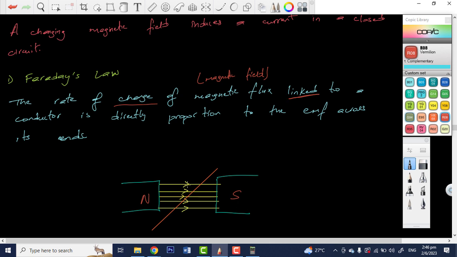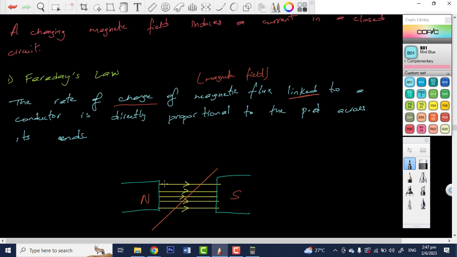Now, as soon as we start to move it, there's going to be a change in magnetic flux linkage. Okay? So now, what Faraday said is that the rate of change of those magnetic flux linkages, or magnetic field lines linked to the conductor, will be directly proportional to the EMF, or let me just say PD. Better to say PD, the potential difference across its ends. So what that simply means is that the faster the conductor moves in the coil, the greater the PD that will be produced. So the faster the conductor moves, the greater the PD.